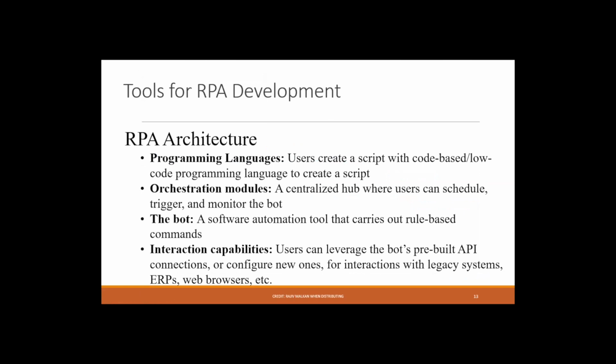All right, so if you look behind the scenes of the RPA architecture, we need a programming language, so we need either a low code or no code platform to develop it. Now we're developing thousands and thousands of these bots. So we will need a centralized hub, which decides which bot gets triggered at what time and what happens when the user clicks this. And then obviously we create the bot, which is the software automation tool based on a rule-based system. And then we have pre-built APIs already built into the system.